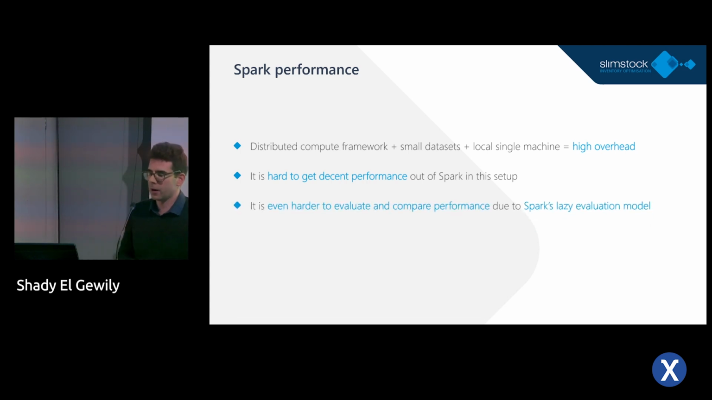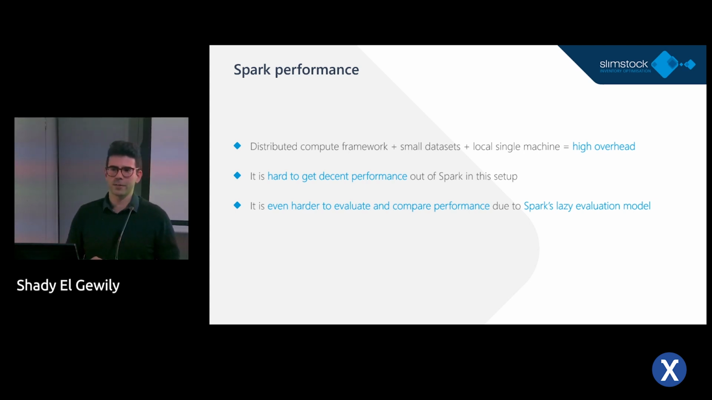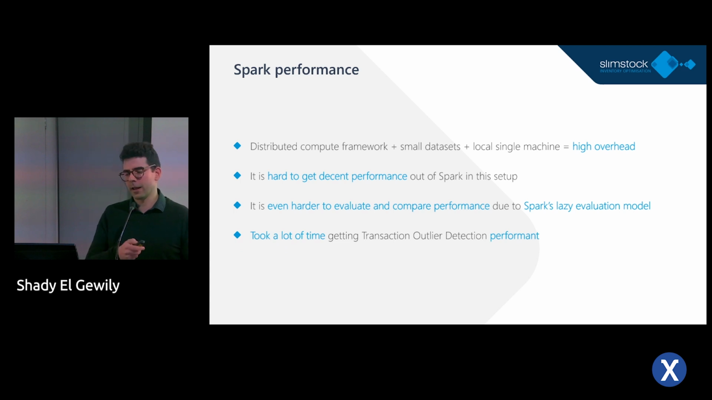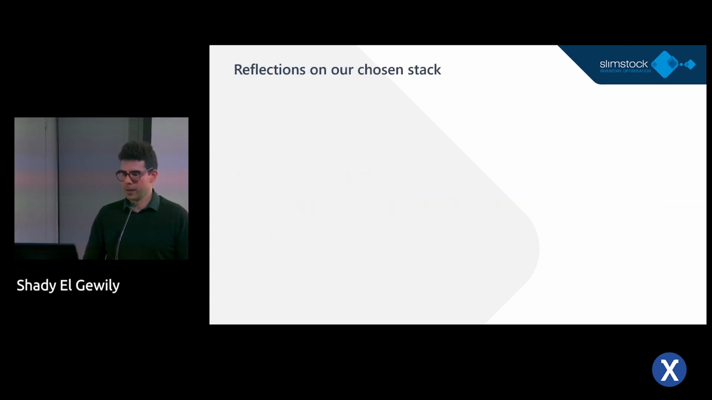And what makes it even harder is that Spark is lazy. That means if you apply several steps in sequence and you try to measure the performance between 2 different steps, it's not necessarily that step has been computed yet. So did your code make it faster or not? Or which step did get faster? So that's also difficult. So it basically took a lot of time to get transaction outlier detection performant.